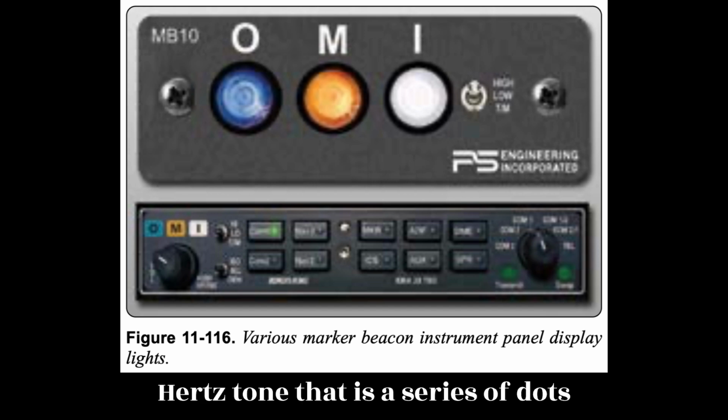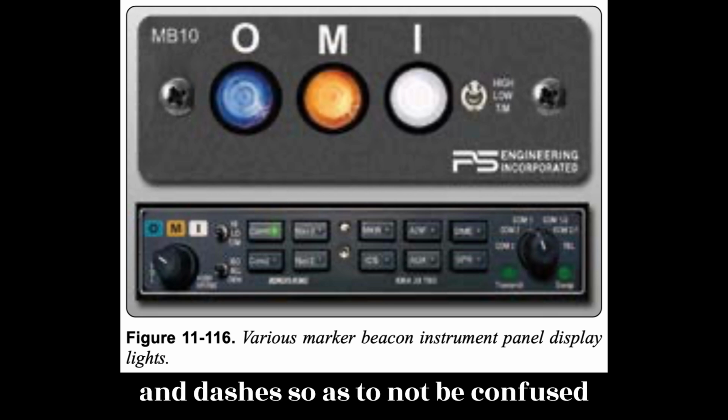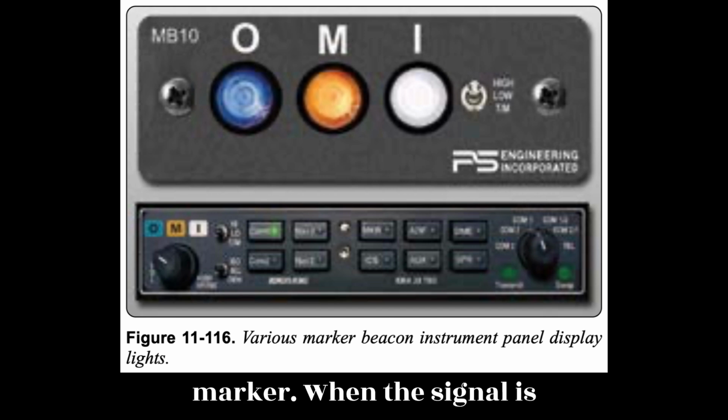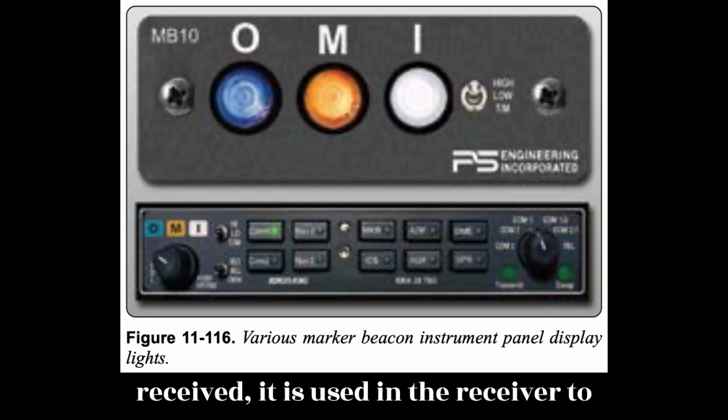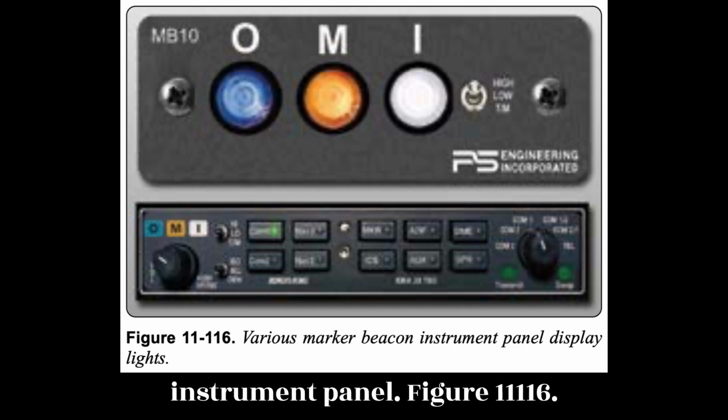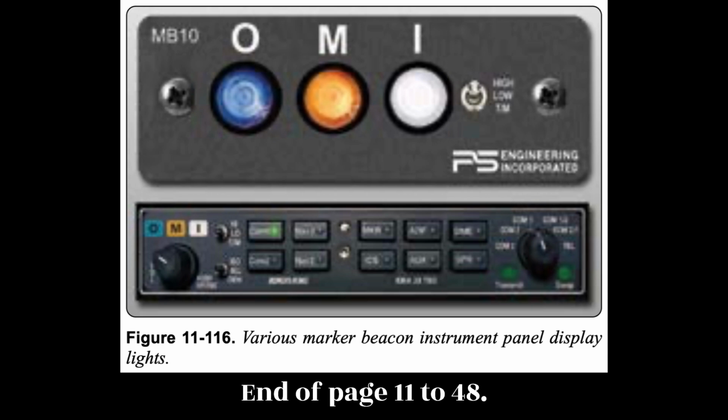The middle marker transmission is modulated with a 1,300 Hz tone that is a series of dots and dashes so as to not be confused with the all-dash tone of the outer marker. When the signal is received, it is used in the receiver to illuminate an amber-colored light on the instrument panel. Figure 11-116. End of page 11-48.